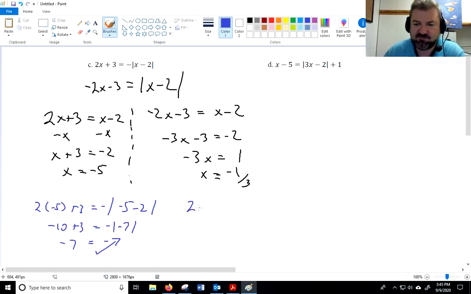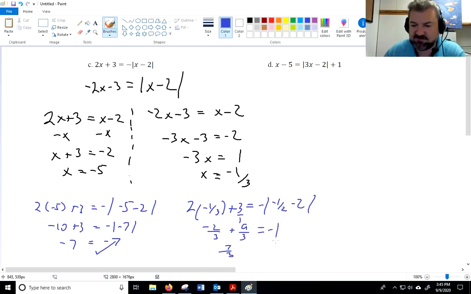We have 2 times a negative 1/3 plus 3 is equal to negative the absolute value of a negative 1/3 minus 2. So that's a negative 2/3 plus 3. Now that's 3 over 1, so I'm going to multiply by 3 on top and bottom and get 9/3, and that gives me 7/3.